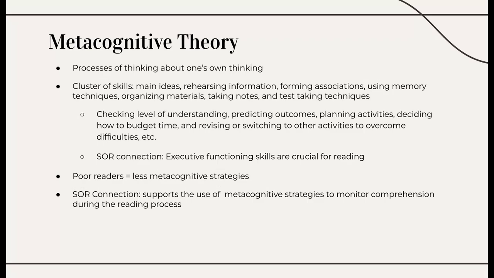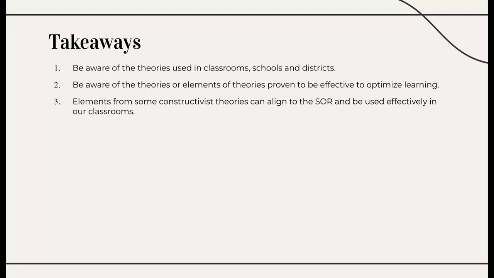And we know that, based off of science of reading research, executive functioning skills are crucial for reading and reading comprehension. Poor readers have less metacognitive strategies than skilled readers. And metacognitive strategies involve self-monitoring and self-regulating to focus on the process of reading as well as the product of reading, which we know that the science of reading would support. The science of reading supports the use of metacognition to monitor comprehension. These strategies might include self-questioning, summarizing, clarifying, and predicting all throughout the reading process.